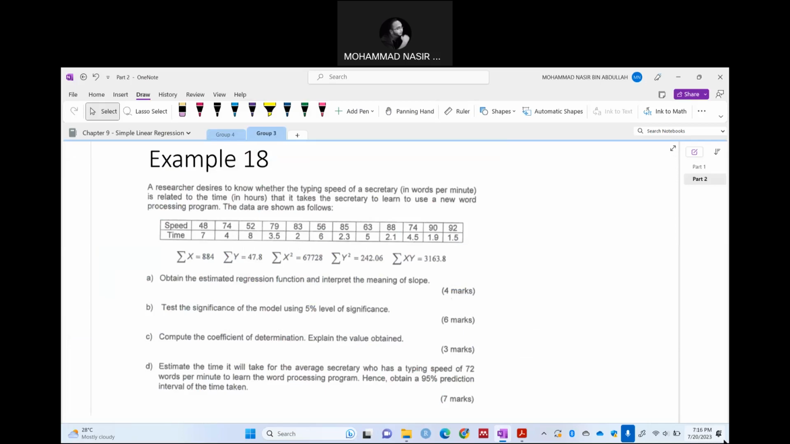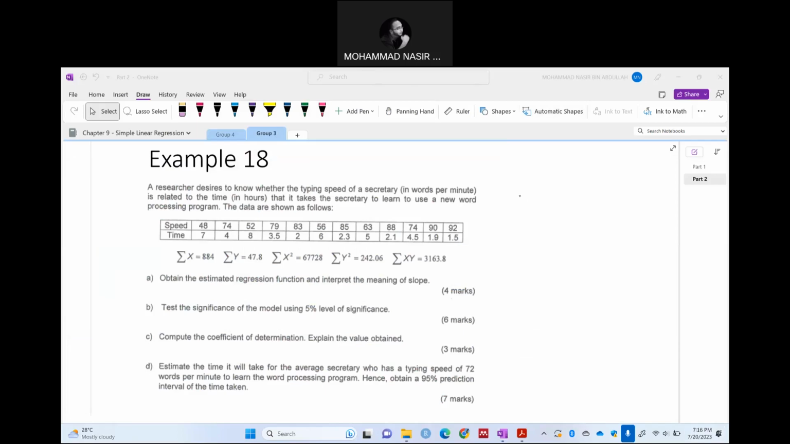Right, can we continue? Boleh? So, kejap je, ada lagi 2 example dan kita habis. Right. So now let's look at example number 18. Hey, okay kah?